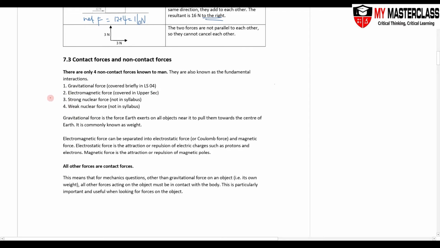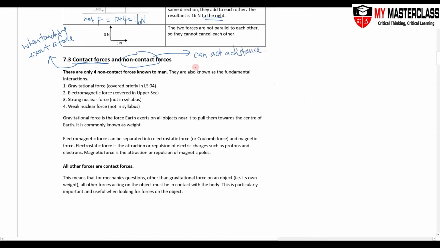Next, contact forces and non-contact forces. As the name suggests, contact forces are forces where objects, when touching, exert a force, which is almost everything. You have to touch something to exert a force. Non-contact force can act from a distance.